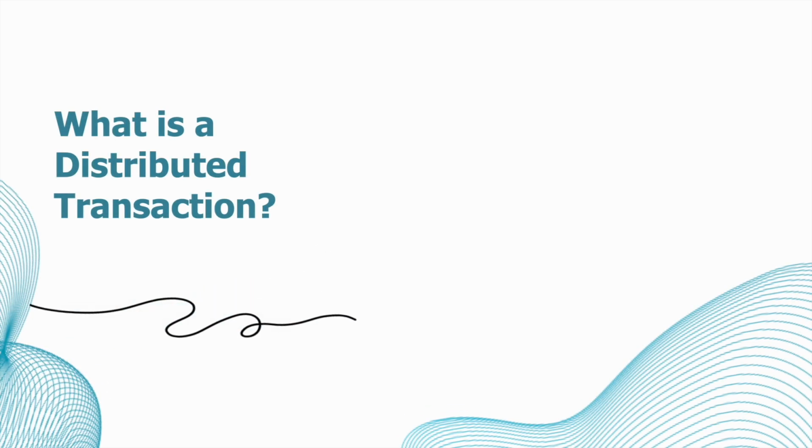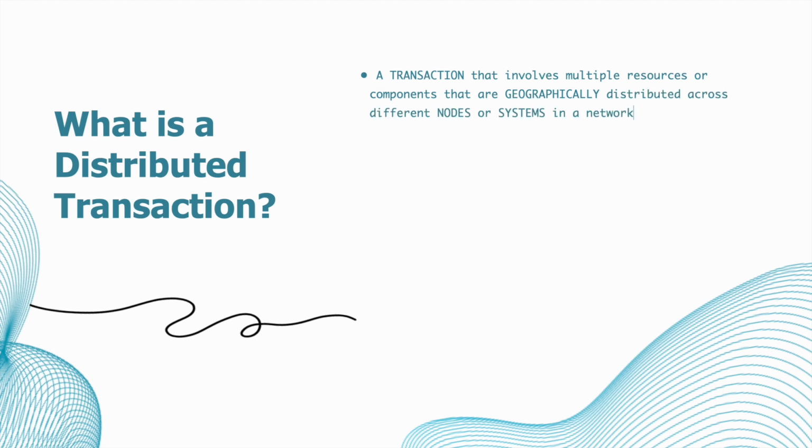Now, let's understand what is a distributed transaction. Meaning, in the previous slide, we understood that a transaction is something related to operations in a database when multiple tables are involved. A distributed transaction is one in which a transaction involves operations spread across different components that may or may not be geographically distributed.